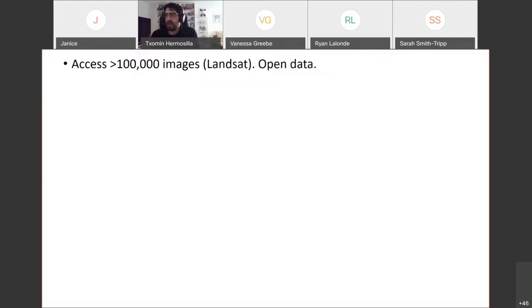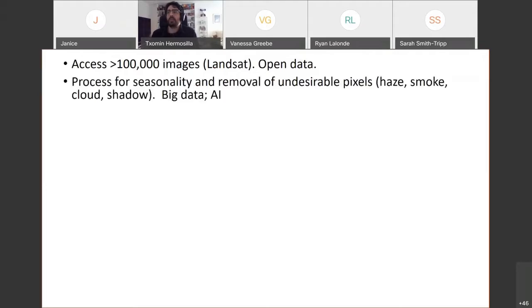So the processing goes like this. We accessed more than 100,000 images of Landsat that is open, and we took the images from the growing season in Canada, so from July and August. To avoid a seasonality effect, we remove undesirable pixels using the information from the cloud mask. We use the information of the water mask. We remove smoke and shadows. I throw here the words big data and artificial intelligence because we needed to automatize these processes a lot. We use high processing, like supercomputers, basically, to conduct this process.